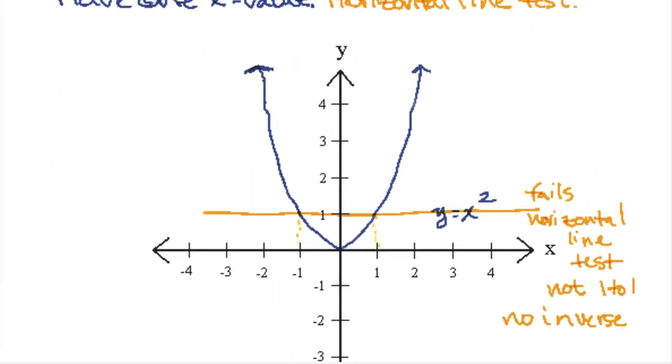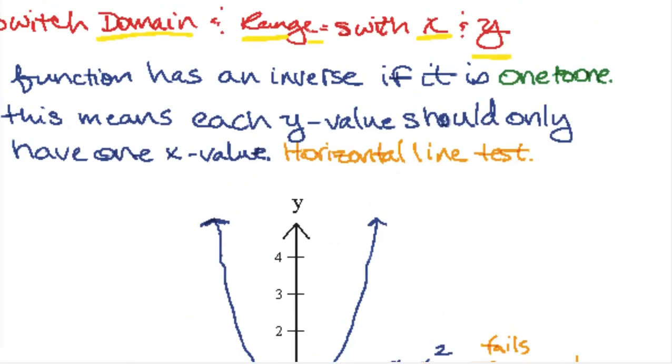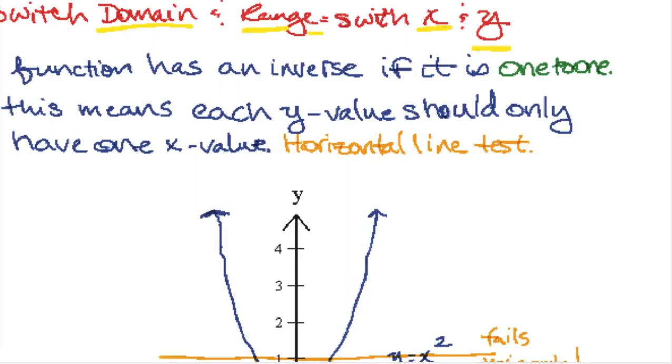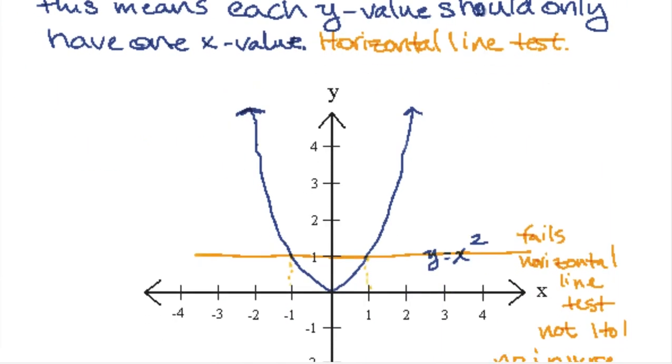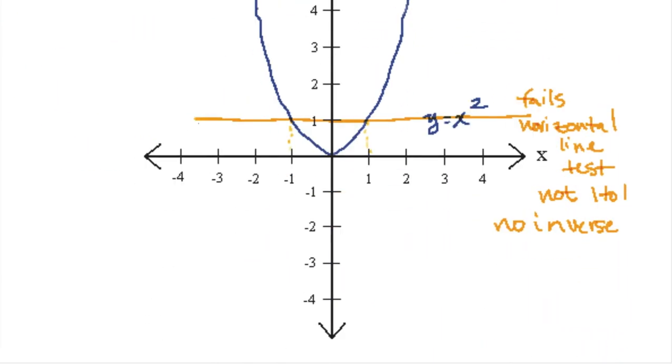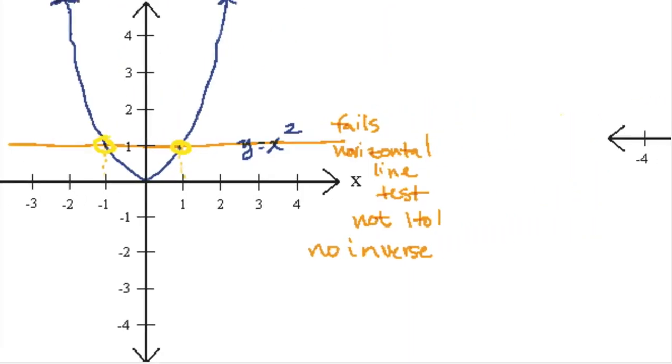So when we're dealing with these problems, in order for a function to have an inverse, it must be one-to-one. What that means is that it passes the horizontal line test. In other words, each y value must only have one corresponding x value. Here you can clearly see at this point and at this point that the y value of 1 has two x values, -1 and 1. So therefore, it does not pass the horizontal line test and does not have an inverse.